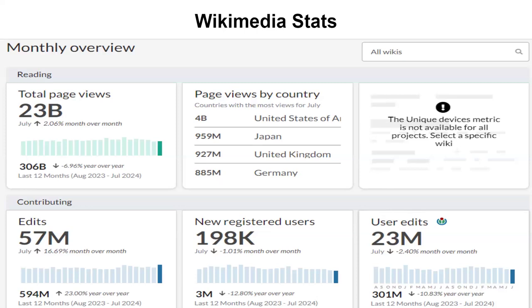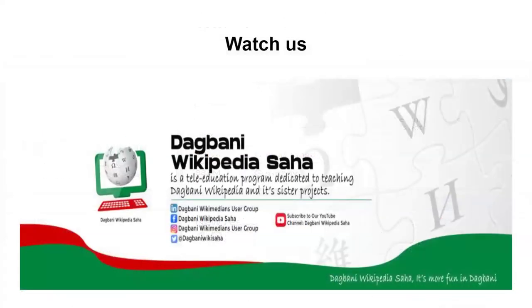In July, you have the 7 million edits. Then new registrants into the Wikimedia world, we have over 198,000 new registrants. Then the users in July were 23 million plus. In these statistics, you can see that some have minuses attached and some have positives, indicating that in some dimensions we are seeing an increase from one month to the other. So this is just all about the Wikimedia Foundation.